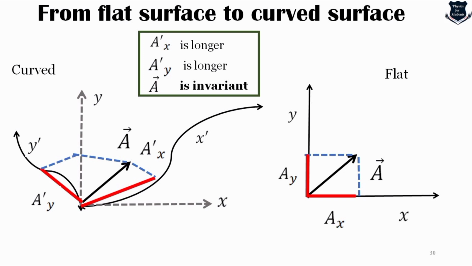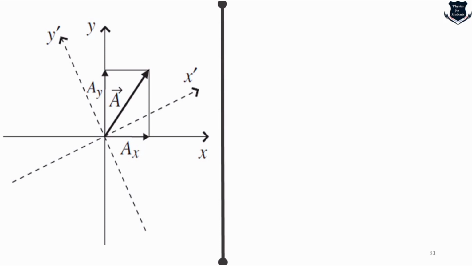So the basic essence is that when we are going from a flat to a curved surface, what is changing is not the vector, it is the components of those vectors. We take a further coordinate, where this Ax, this one in red, is the original component, and Ay being the original component. These are the two lines.